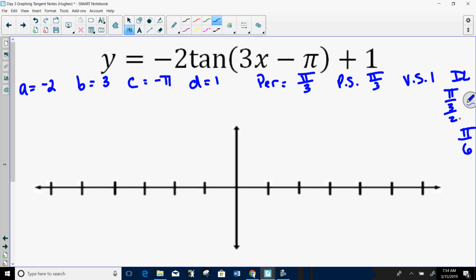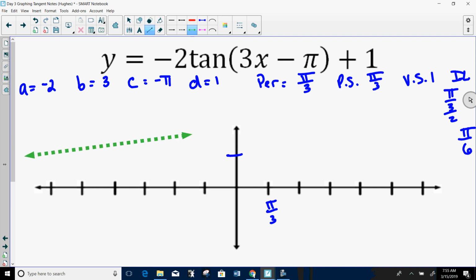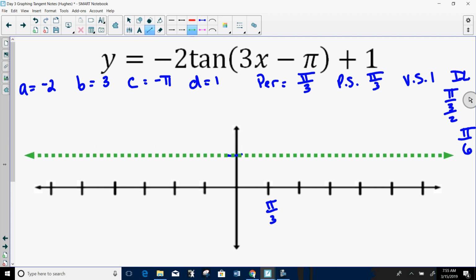Okay, so just like when we did it before, we're going to start with our phase shifts. We're going to go to the right, pi over 3. There's my phase shift. My vertical shift is up 1, and so I'm going to put a horizontal line in there. If you want to put a vertical line in for your phase shift, you're more than welcome to do that. It's not necessary. I don't usually do it, but some students like to. So there's my phase shift. There's my vertical shift taken care of.